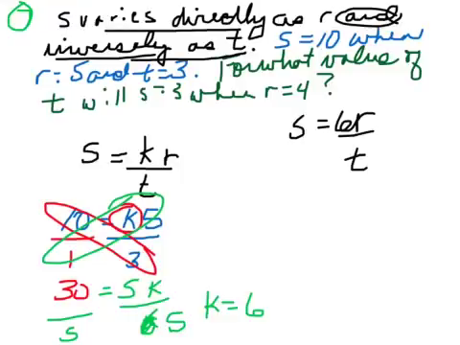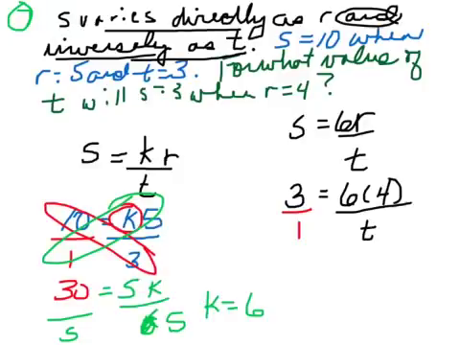And so now in dark green, they've given us some information. They want us to figure out a missing value. They said, okay, for what value of T, so T is going to be missing, will S equal 3, so let's plug in 3 for S, when R is 4, so let's plug in R is 4, and then we have a T here. And again, I'm going to use cross multiplication.